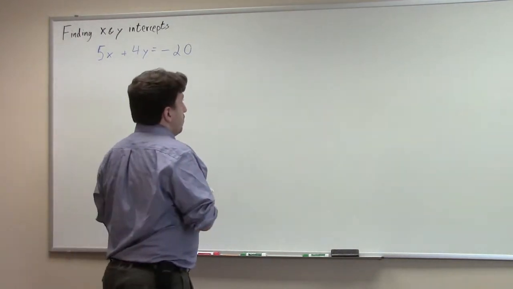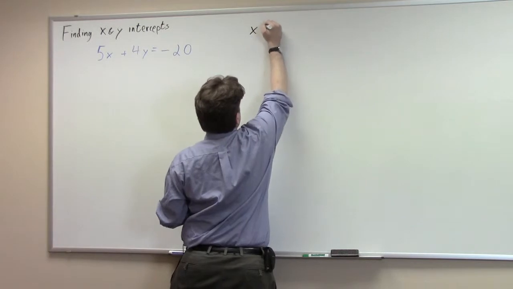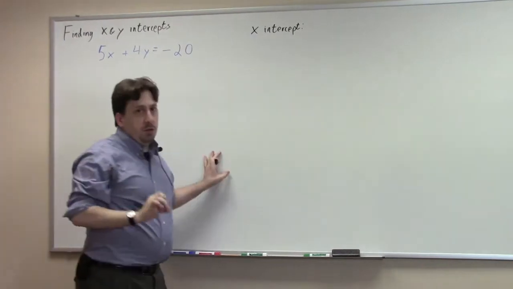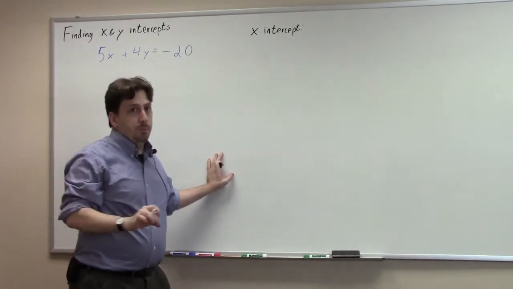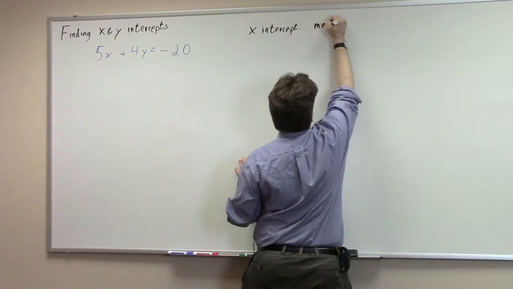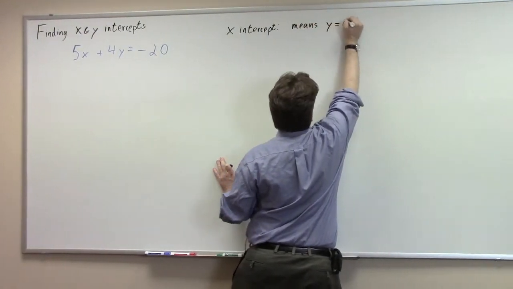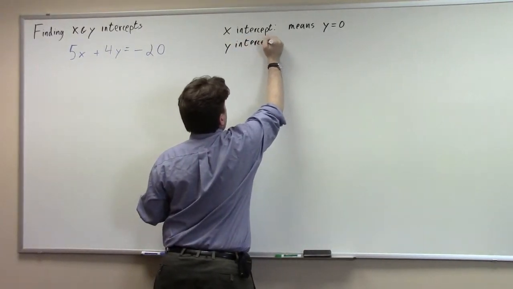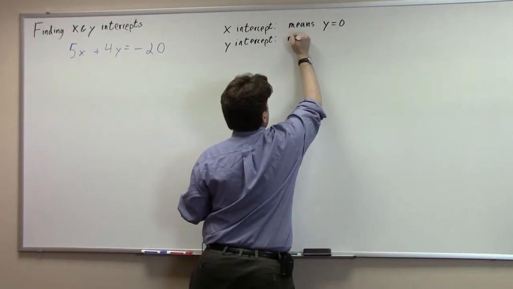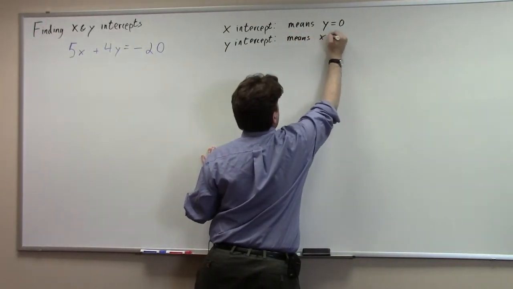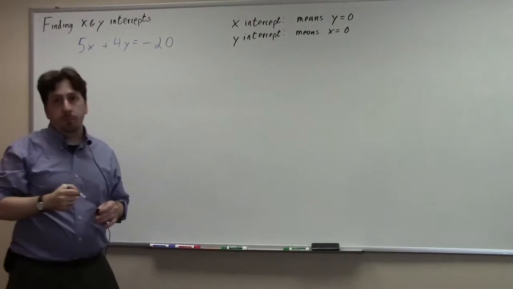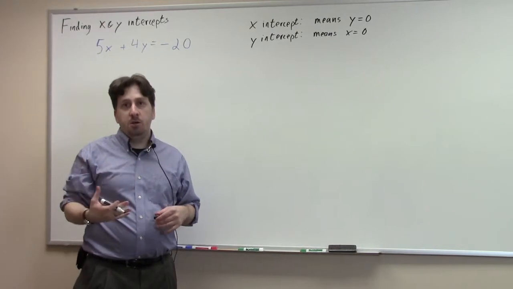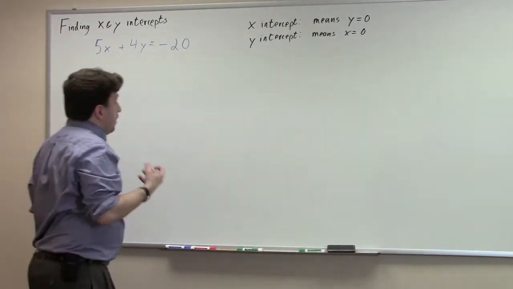Okay? When you're talking about your x-intercepts, the x-intercept means that y equals 0. When you're talking about your y-intercepts, it means that x equals 0. So if you keep this basic idea in mind, whenever you're asked to find x and y intercepts, then you should be okay. So let's see how that works.